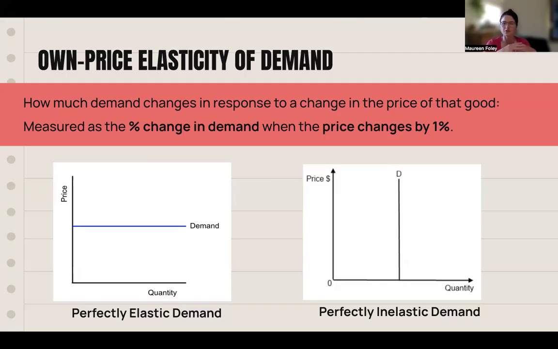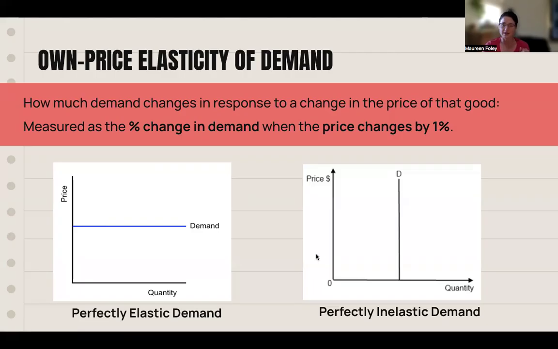So we're going to start here by talking about a couple theoretical scenarios. These aren't things that really exist in reality. Perfectly elastic demand does not really exist in the real world, and neither does perfectly inelastic demand. If you had a good that had perfectly elastic demand, that would mean that at a certain price, you could sell any quantity. You could sell an infinite quantity if it was perfectly elastic. And that's represented by this horizontal demand curve.